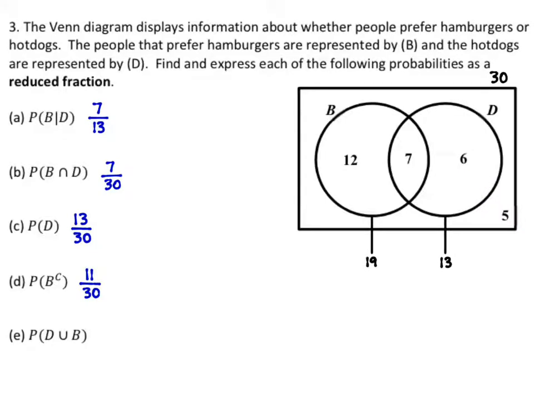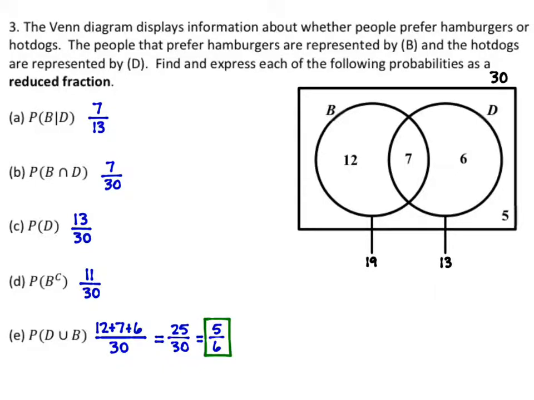And then the last one in this problem, it says, what's the probability that a person likes hot dogs or hamburgers? Remember, or implies 3 pieces, and so that would be 12 plus 7 plus 6, which is 25 out of 30, which reduces to 5 out of 6.